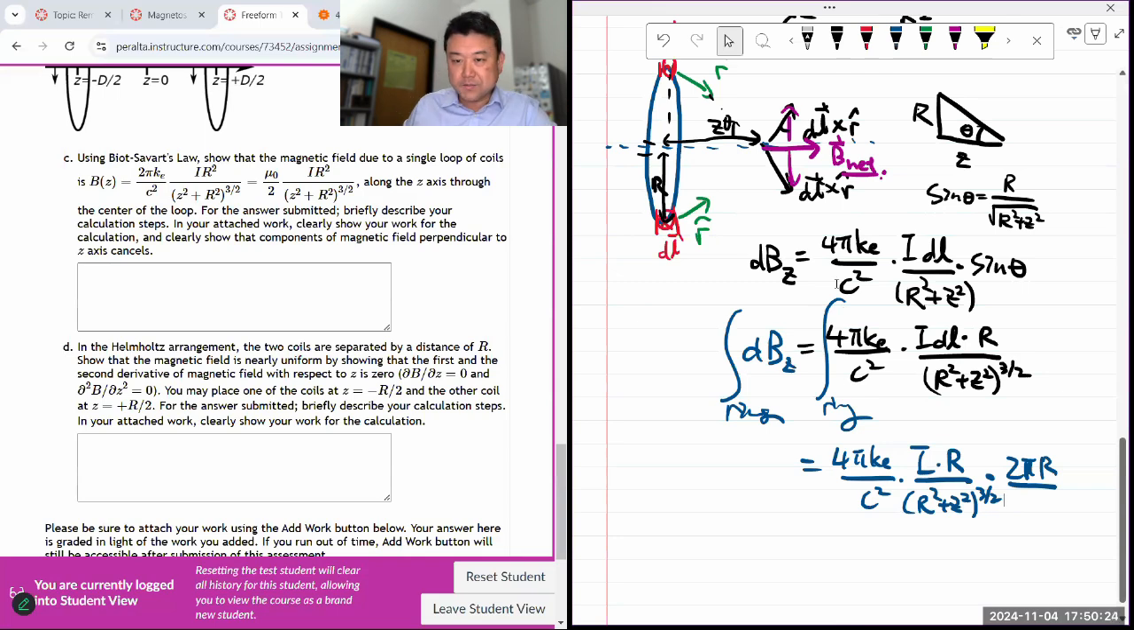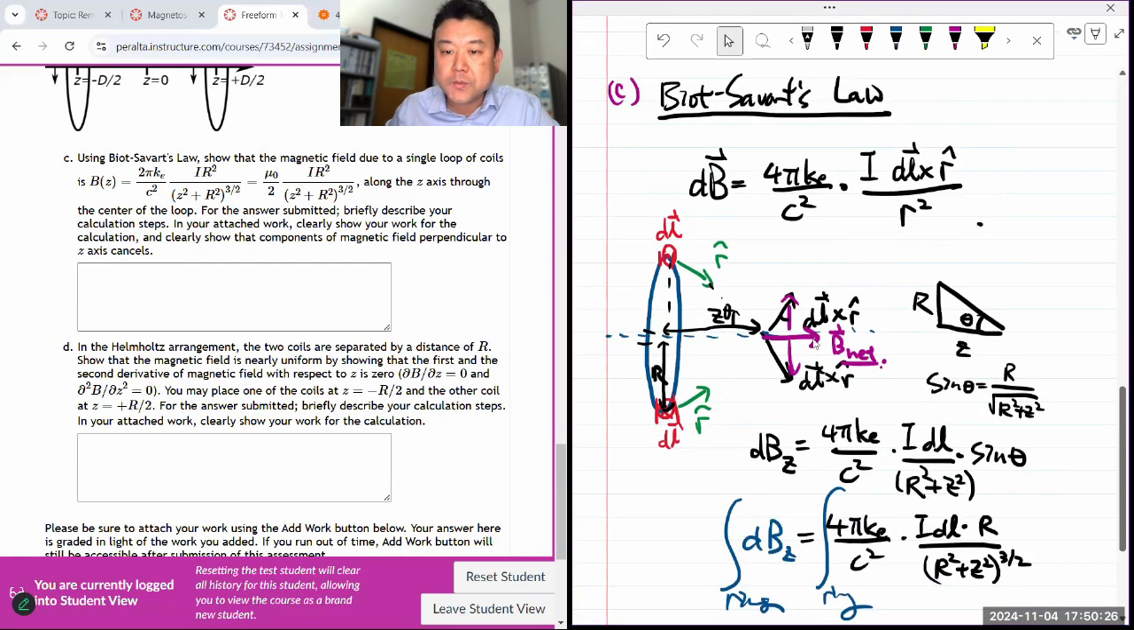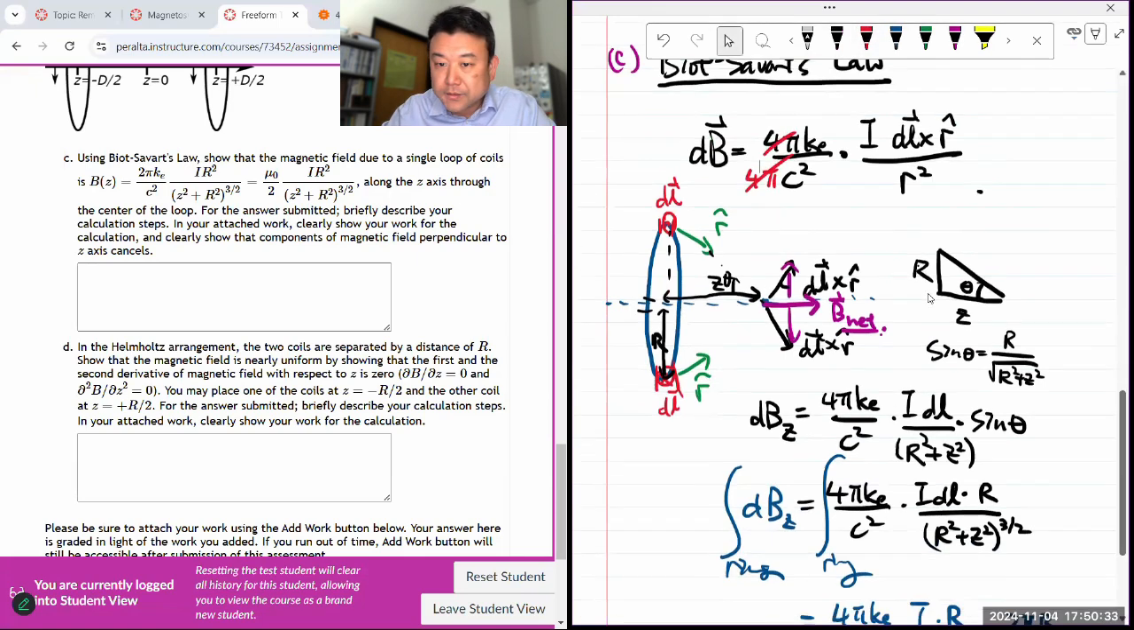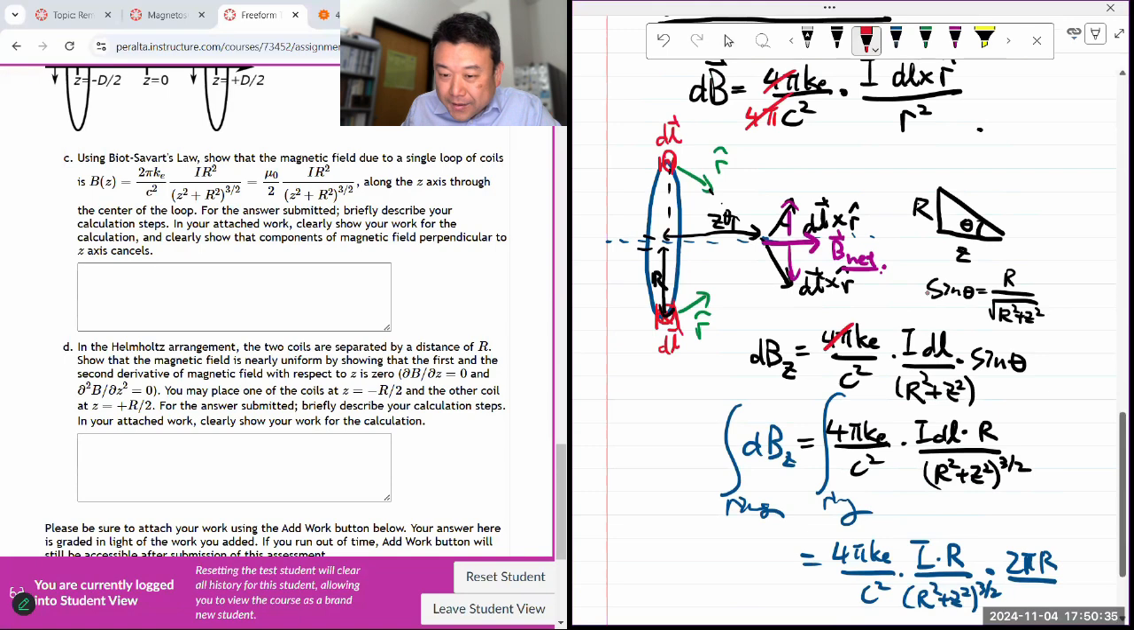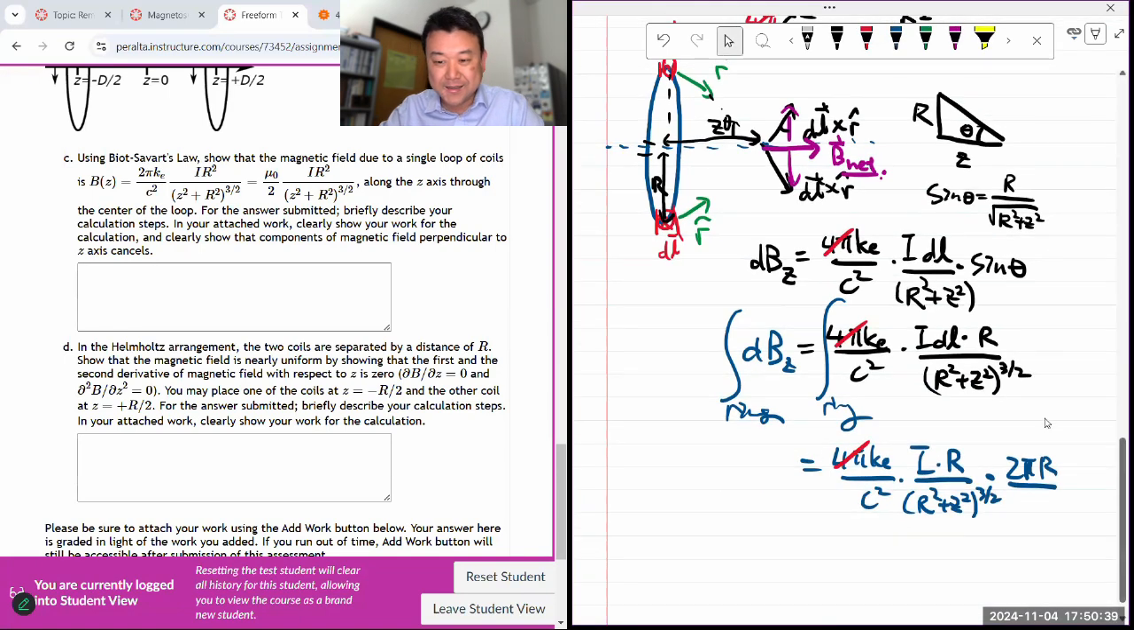Oh, I made a mistake. In the statement of Biot-Savart's law, there's a divided by 4 pi here. So that cancels that out. So I had a mistake in the statement of the law. So without that mistake, you have 2 pi ke over c squared I r squared g squared. Yeah.